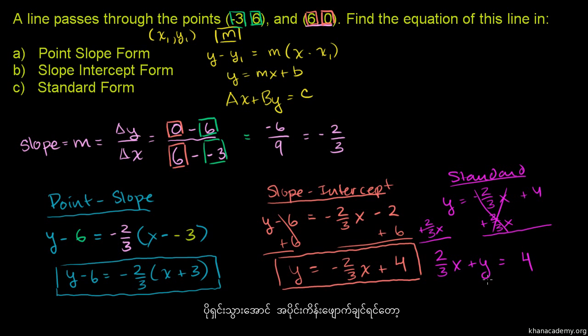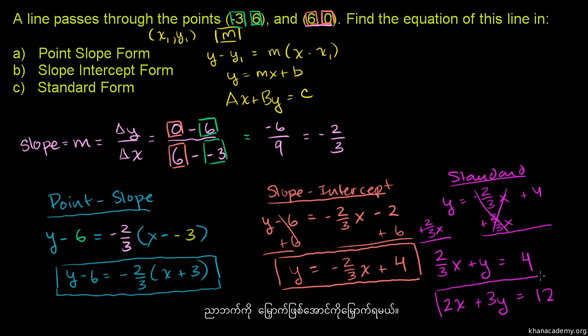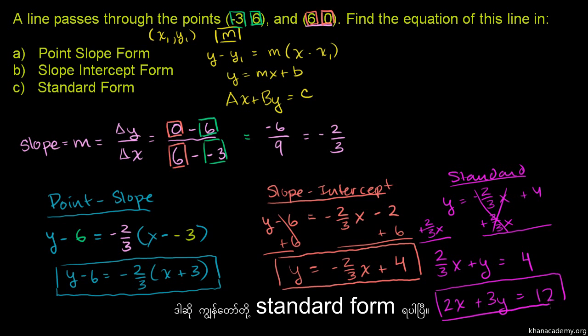If we wanted to make it look extra clean, have no fractions here, we could multiply both sides of this equation by 3. If we do that, what do we get? 2/3 x times 3 is just 2x. y times 3 is 3y. And then 4 times 3 is 12. These are the same equations. I just multiplied every term by 3. If you do it to the left-hand side, you have to do it to the right-hand side. And we are in standard form.